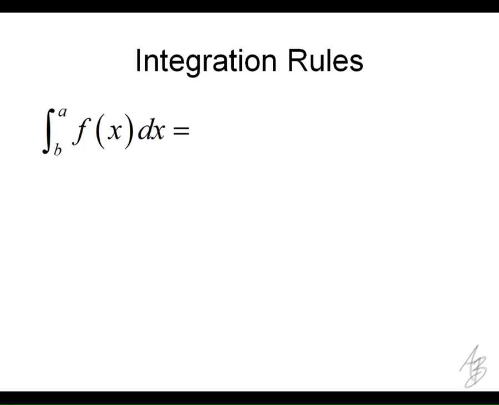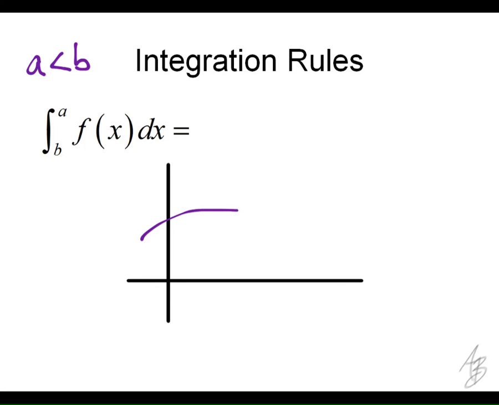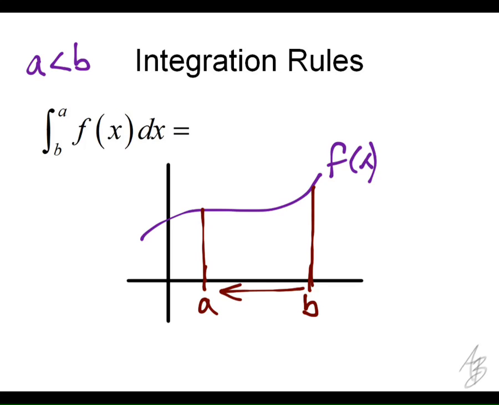The integral from b to a. Now, when we're using a and b for these rules, typically we think of a as being smaller than b. So we'll say here that a is smaller than b, and it really doesn't matter. But if we go from b to a instead of a to b on f of x, so we want to integrate from b to a, what's going to happen to our area? It's going to be negative, or at least it's going to be negative if the function is above the x-axis.